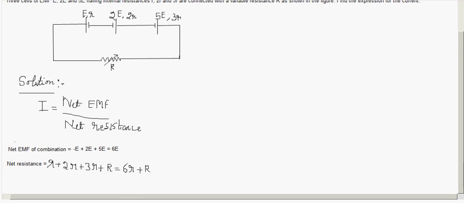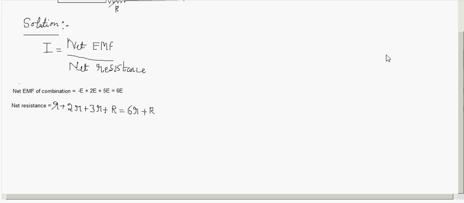Therefore, the expression for current is I is equal to 6E divided by 6R plus capital R. 6E divided by 6R plus R.